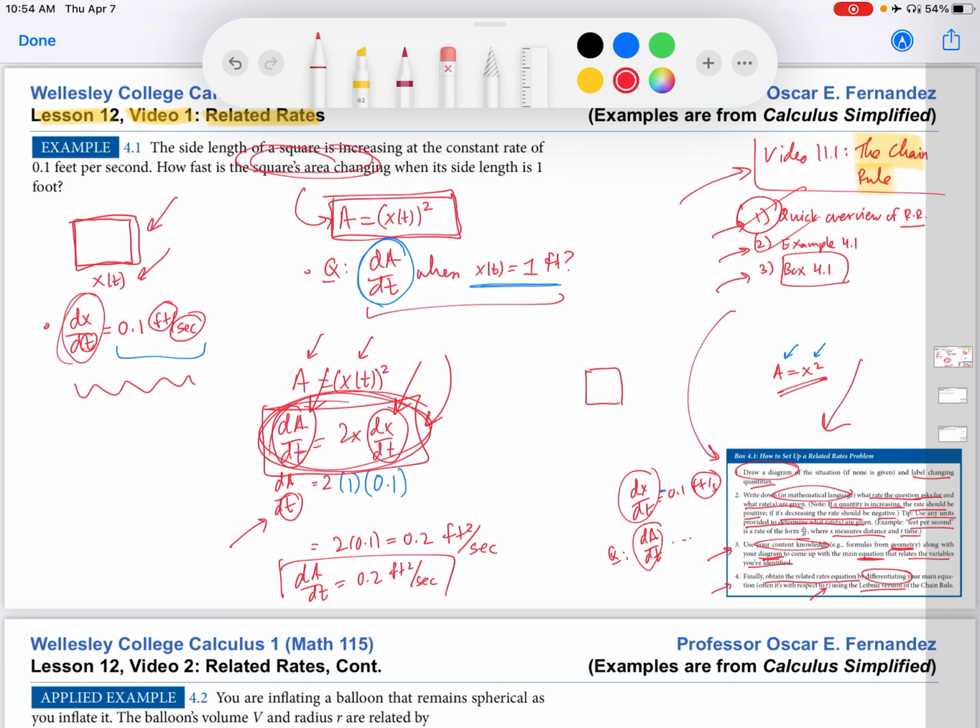And then this box 4.1, if you want to rewind, take a look at that. In my experience, again, this is a really helpful way to tackle related rates problems. They get much more complicated than the one we just talked about in this video. So down here, in the next video, 12.2, I'll start talking about more complicated related rates problems.